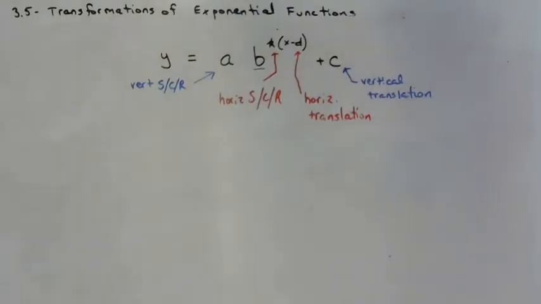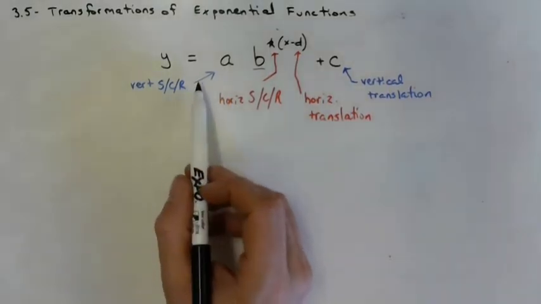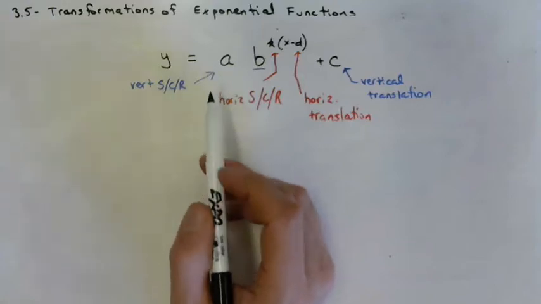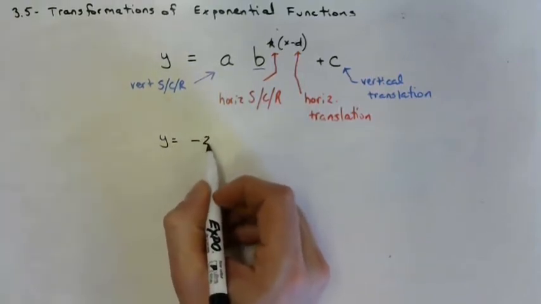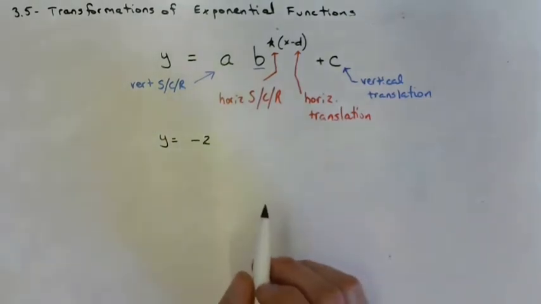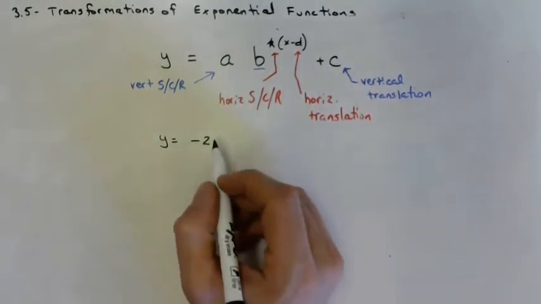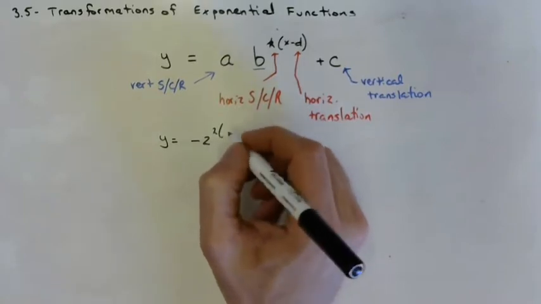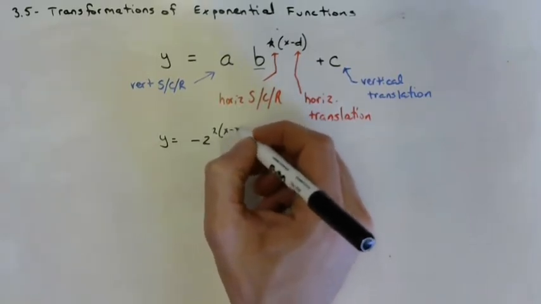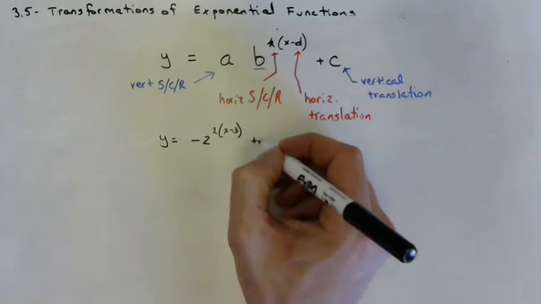Okay, so now we get into our actual example number 3. We're going to graph something in this form, and this is what we get. It's real complicated. We get y equals -2 to the power of 2 times (x minus 3), plus 5. As I'm writing it, think about what it's going to do.